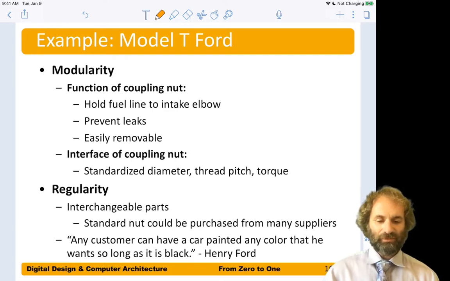Regularity is the notion of interchangeable parts here. So we could buy this standard nut with its standard dimensions from any one of many suppliers, and that will drive down cost and increase availability. Another famous example of regularity on the Model T Ford was Henry Ford's statement, "Any customer can have a car painted any color that he wants, so long as it's black." By making all the cars black, all the parts became interchangeable, and they could be painted all at once, and if you needed another part, you could swap it out readily.